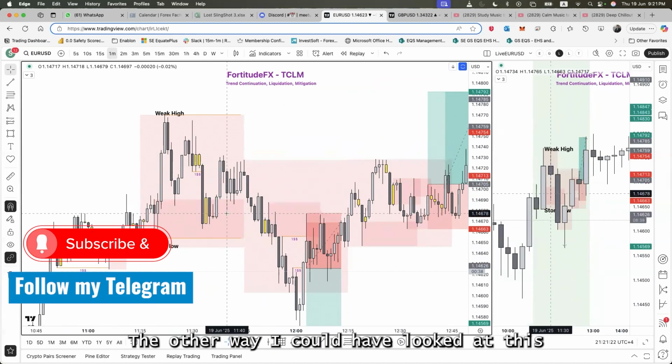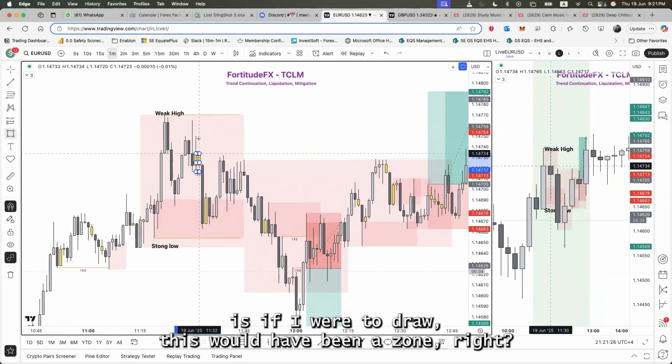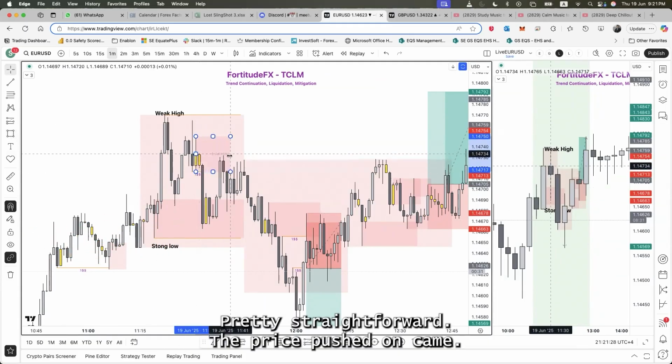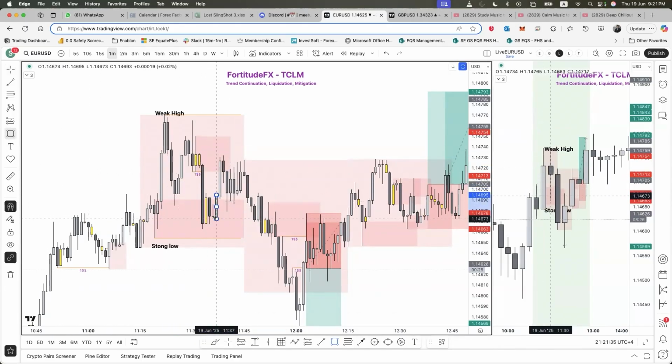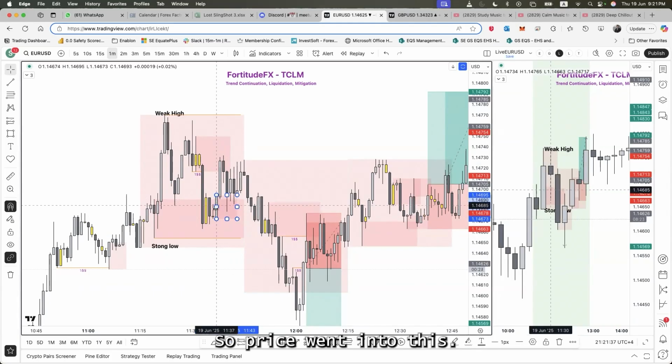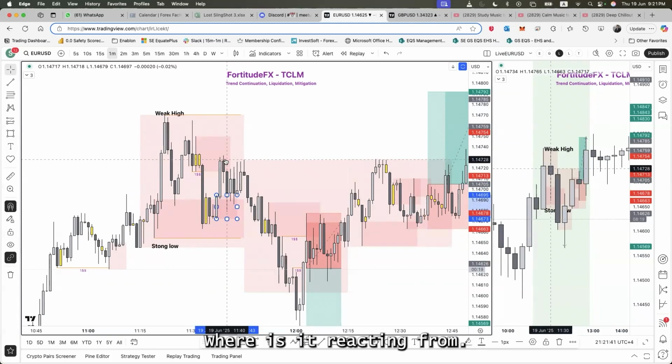The other way I could have looked at this is if I were to draw, this would have been the zone, right? Pretty straightforward. Price pushed and came in. And bottom line here, this would have been a zone if I look at it. This would have been a zone. So price went into this. Where did it react from? So I'm just waiting. Where is it reacting from?